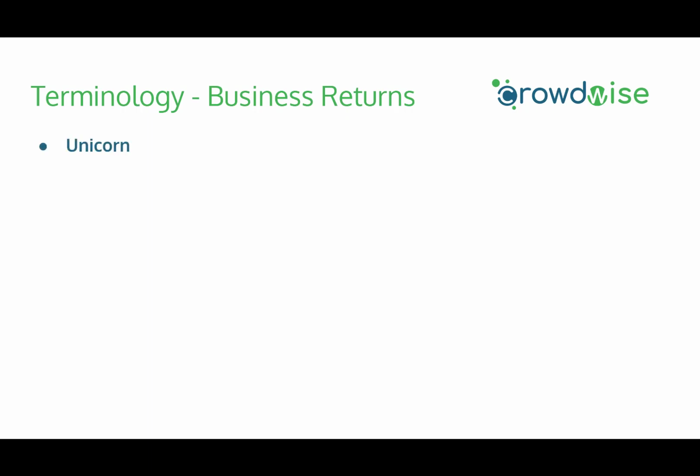They are a unicorn, a decacorn, and a zombie. 2 of these are good, and 1 of these is bad. Can you tell which is which?